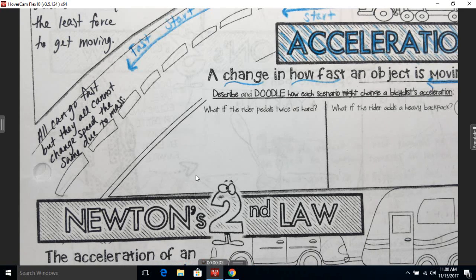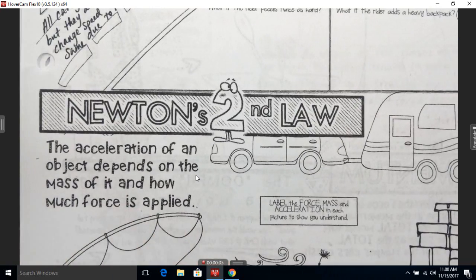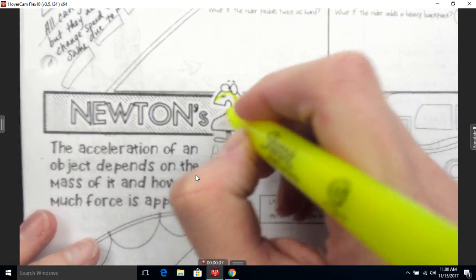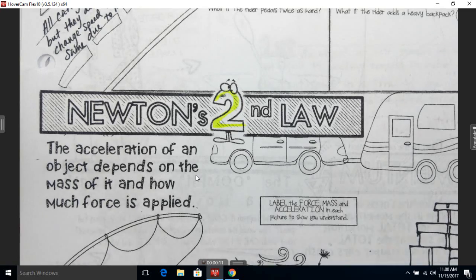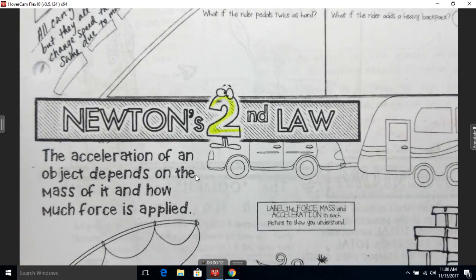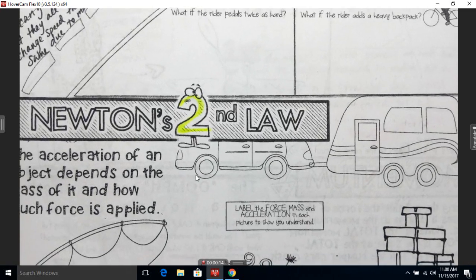All right. Just letting you know, I did Newton's second law in yellow. It doesn't really matter, but I'm telling you because some people were asking what I did. So there it is. Okay.